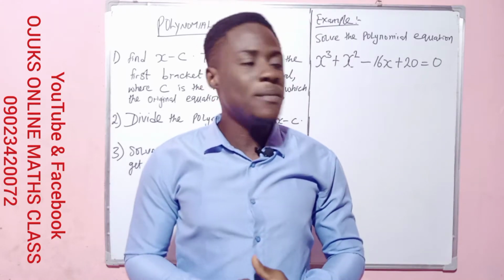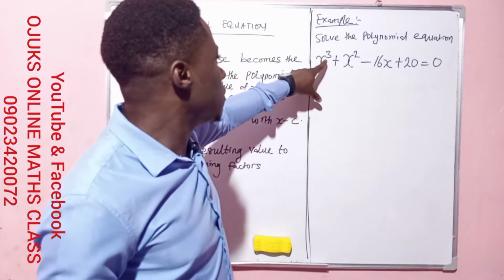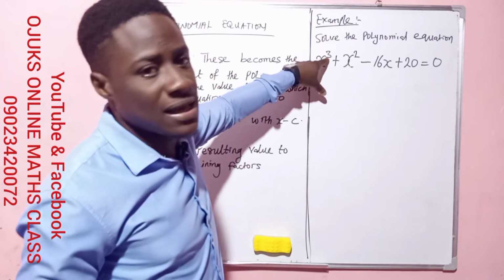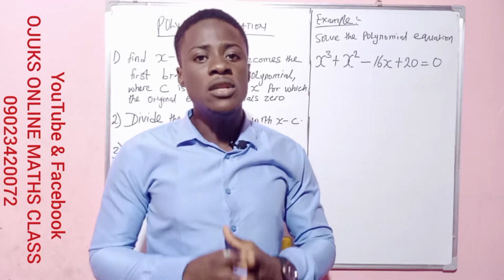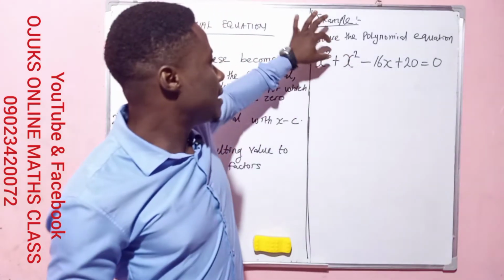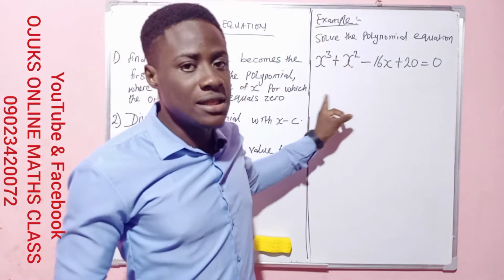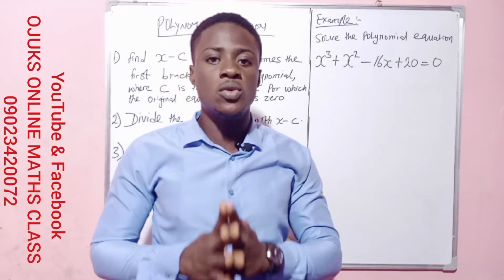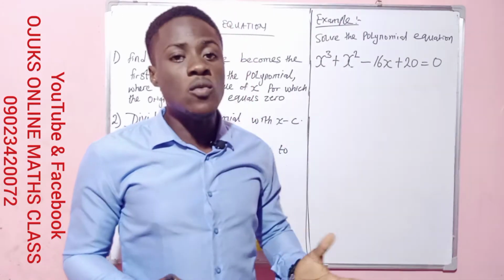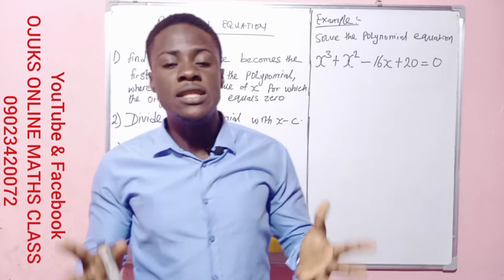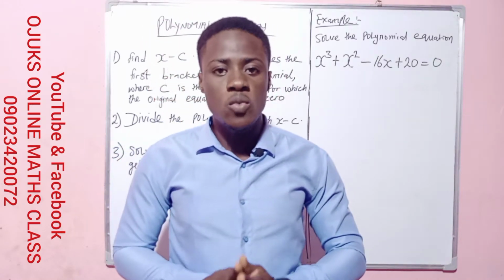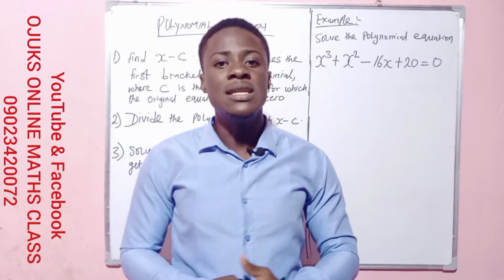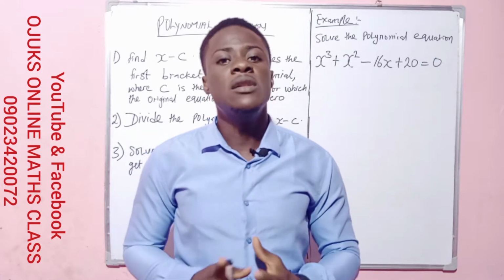We'll call it a polynomial equation. Now you can see that the highest power of x here is 3. We'll call this a third degree polynomial equation because the highest power of x in this equation is 3. For quadratic, the highest power there is 2. A quadratic equation is also a polynomial equation. It is a second degree polynomial equation.